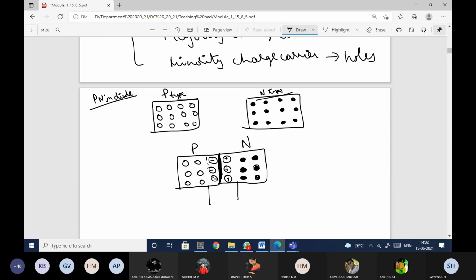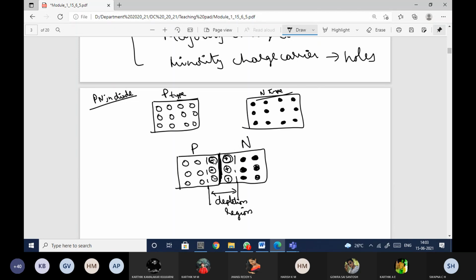This region is said to be the depletion region. This depletion region will act as a barrier, and it will not allow the electrons to move from the n side to the p side. So this is acting as a barrier. And if you observe, towards the left-hand side I have negative ions, and towards the right-hand side I have the positive ions.